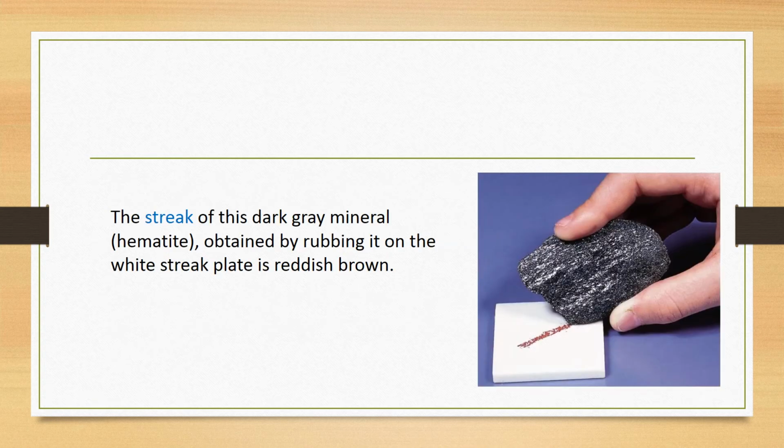This figure shows very clearly that the color of the mineral is different from the streak. So the streak of this dark gray mineral, hematite, obtained by rubbing it on the white streak plate, is giving us a reddish brown color.